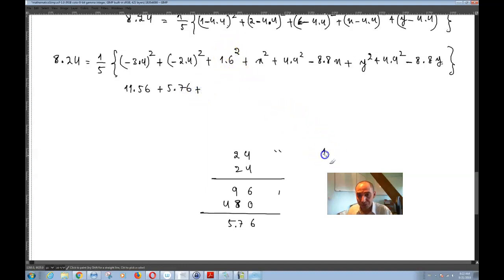Now 1.6 squared is 16 times 16, 2 decimal places. 6 times 6 is equal to 36, 6 carry 3, and 9, 0, and 1 times 16 is equal to 16, 6, 9 plus 6 is equal to 15, and 256, 2.56.